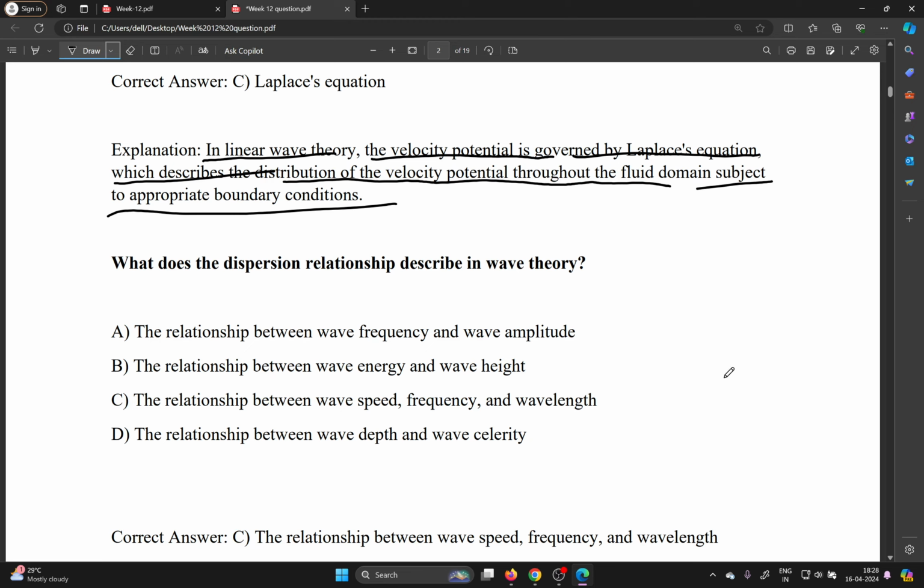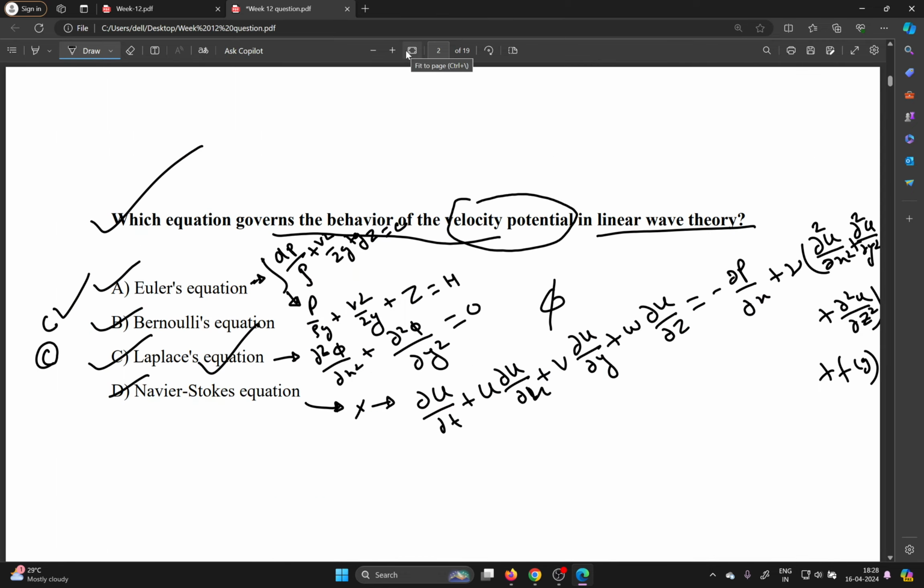So here the answer is visible, so no problem. But let us, okay.